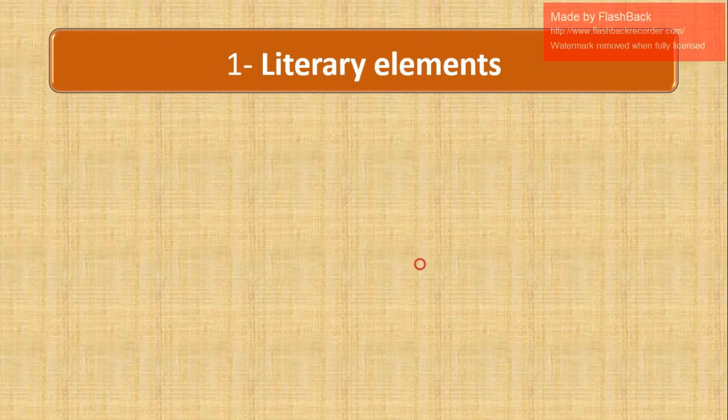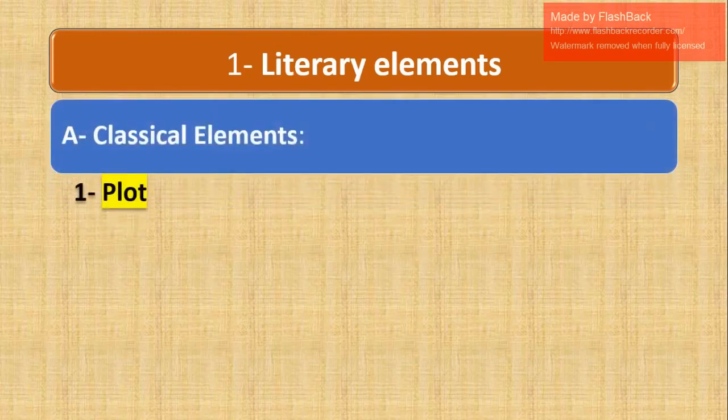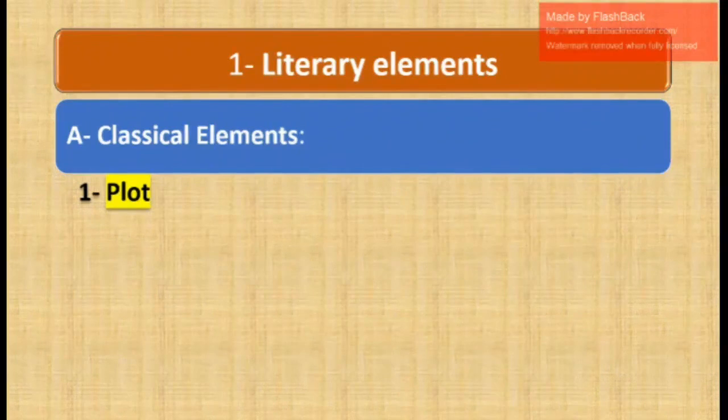So we have at first classical elements, those laid out by Aristotle. And the first of these elements is the plot. The plot is the logical sequence of events in a literary work.